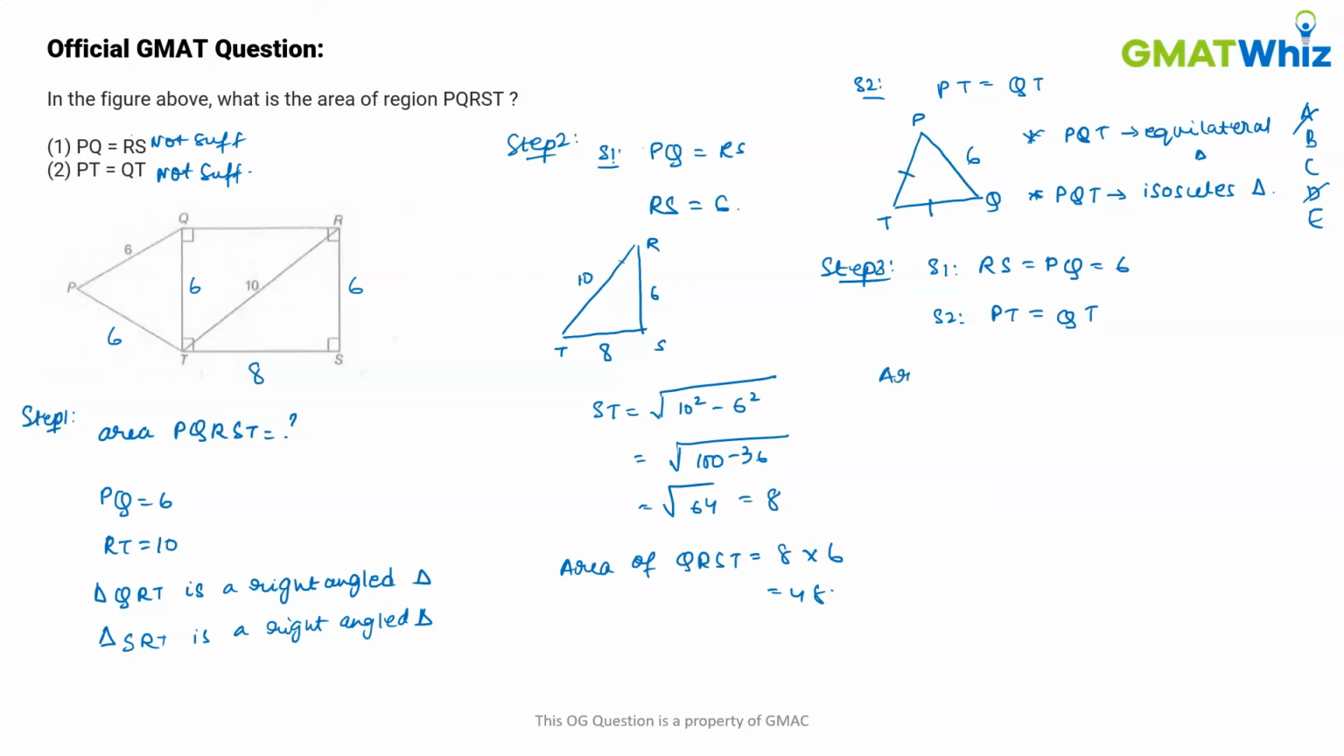Therefore, we can find the area of PQRST, which will be equal to 6 times 8 plus root 3 by 4 times 6 squared, since the area of an equilateral triangle is given by root 3 by 4 a squared. Now, we don't have to find the value because this is a DS question. We just have to know that the statements together are sufficient. Hence, the correct answer is option C.